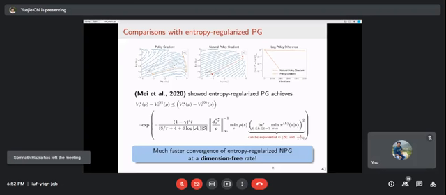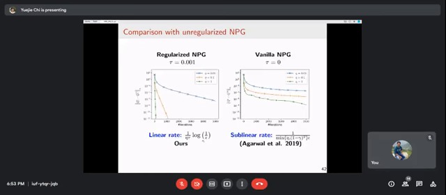With regularization, we actually achieve a linear rate of convergence on the order of log 1 over epsilon. So although this should be taken with a grain of salt, because by adding regularization, we are solving a slightly different problem, so we're not finding exactly the same solution, from the optimization perspective, this again corroborates the message that entropy regularization indeed helps to enable fast convergence.